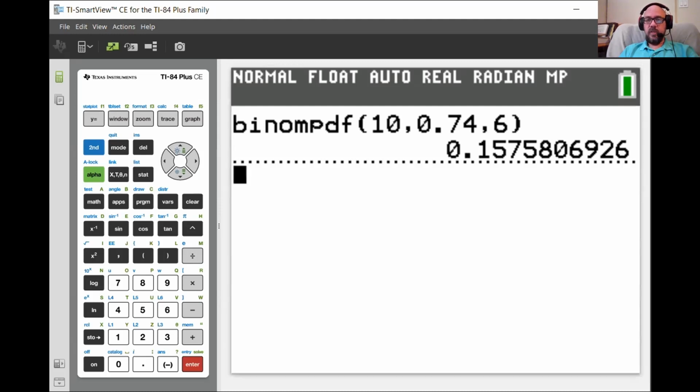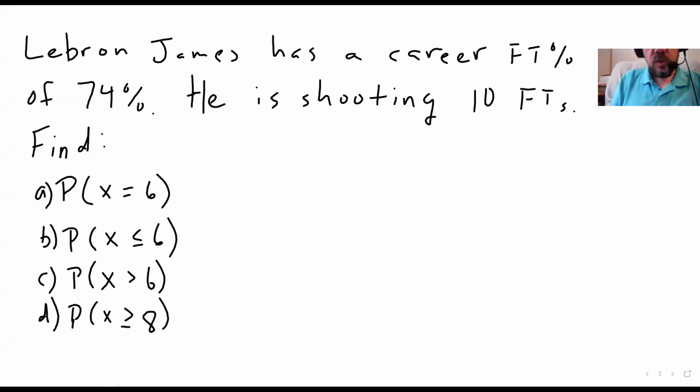All right, so let's go put that down. So this was 15.76%. So when he shoots 10 free throws, there is a 15.76% chance that he makes exactly 6 of them. No more, no less, just exactly 6. That's what PDF calculates: the probability of getting that particular number of successes.